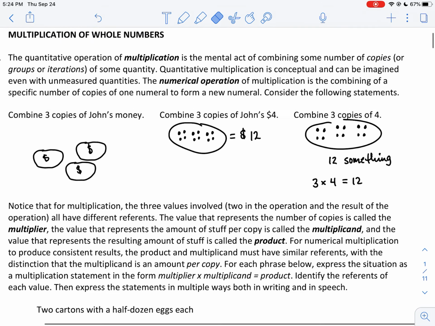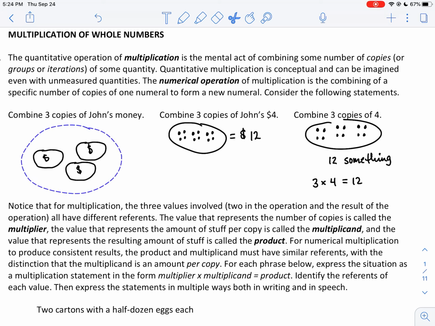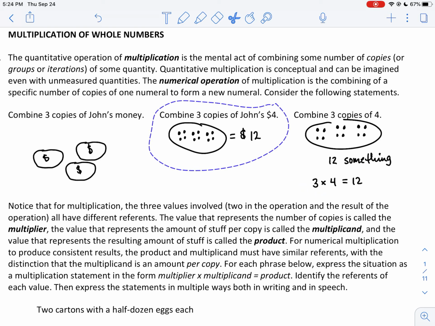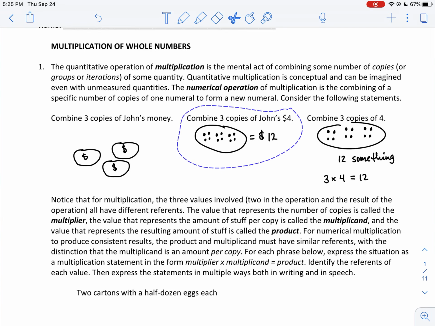The quantitative operation is a conceptual operation. This is very conceptual, just this idea of copying and combining a certain amount. This one here is the numerical operation of multiplication, and this one's sort of a blend. We're doing numerical calculation, right? We did 3 times 4 to get 12, but we also have something to imagine. We have dollar signs, and I can imagine John having $4 and then copying that 3 times and combining it. So there's definitely something to imagine to be coupled with the numerical operation of 3 times 4.